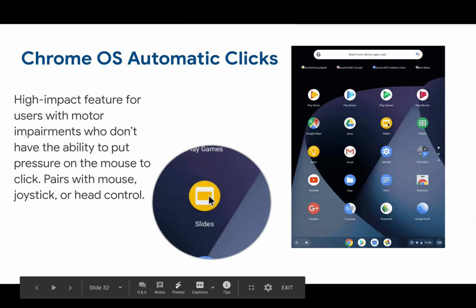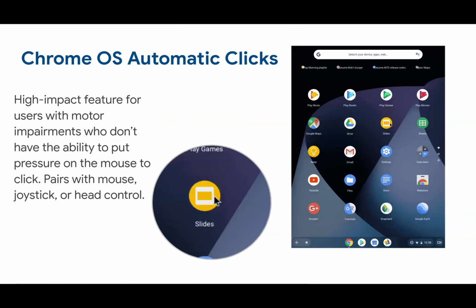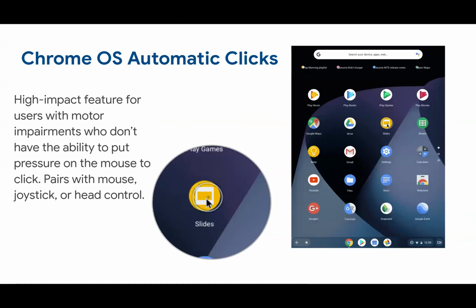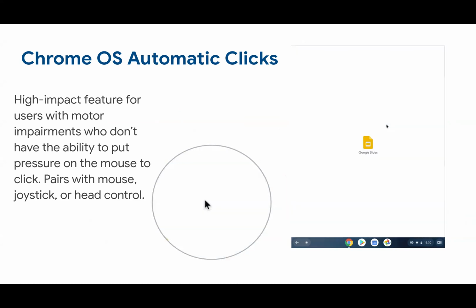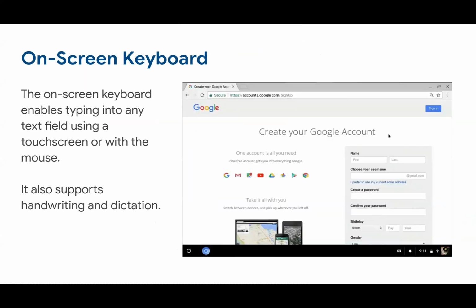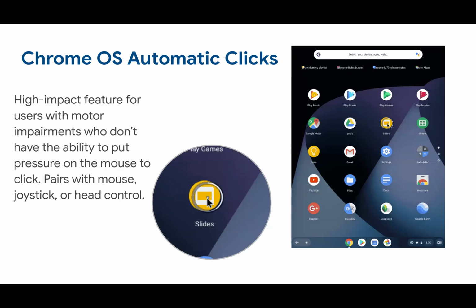So next we have automatic clicks, and this is available also in the accessibility settings of Chromebook. And this feature makes it possible to simply hover over a given item, and then the Chrome operating system will click for you. And you can also set the amount of time that you want to hover over the item. And essentially a little circle appears, and then it narrows in on the item and will click for you without you having to put any pressure at all on the touchpad. So I can demonstrate that real quick.